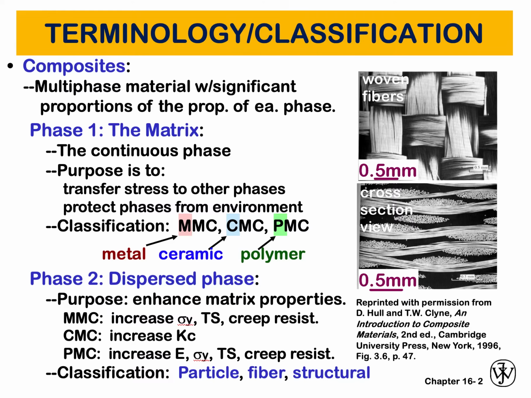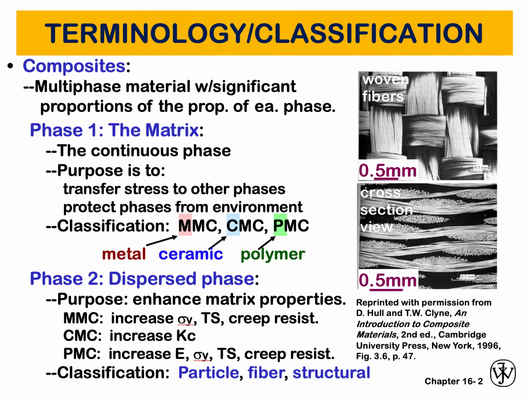Composites, generally speaking, are considered to be a multi-phase material, with at least two phases. We talked about phases and how we can distinguish different phases in previous lectures. It's a multi-phase material that exhibits a significant proportion of the properties of both constituent phases, so that we can get a better combination of properties that we want for the specific application. This is the general definition of composites: a multi-phase material with a mixture of properties from each phase.